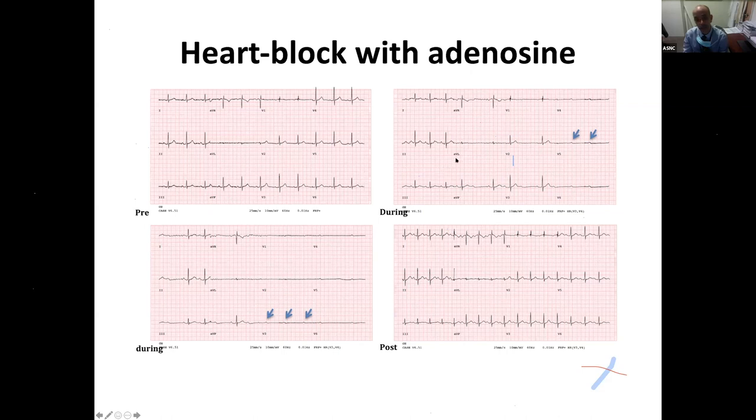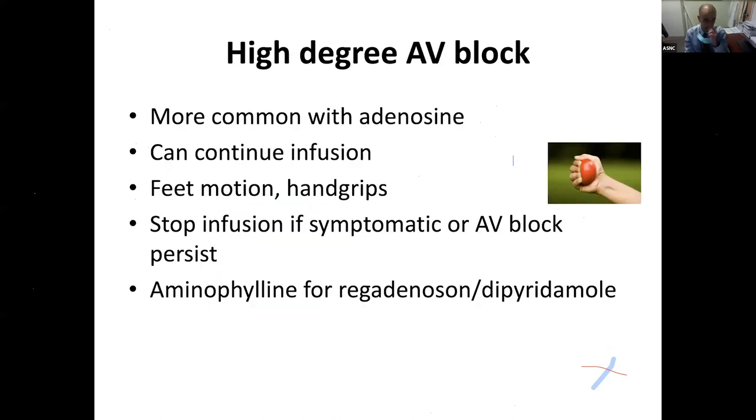And then during the adenosine infusion, he started to develop some 2-to-1 blocks here, and they're persistent blocks that lasted for several beats. The infusion was stopped, and as soon as we stopped it, there was a normal sinus rhythm after that. In terms of high degree AV block, it is more common with adenosine than regadenoson.